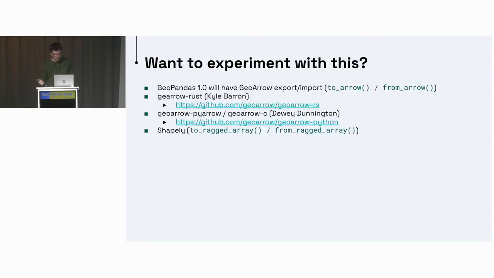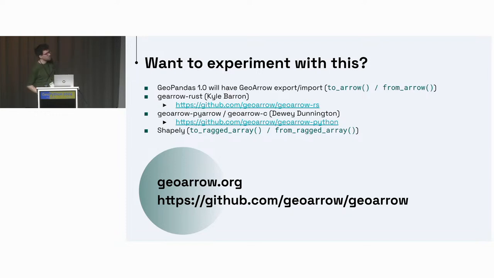A few things that I myself was involved in, or some of my GeoArrow colleagues. GeoPandas 1.0 will have functionality to import and export to GeoArrow. I already mentioned the GeoArrow Rust library that Kyle is working on, and the GeoArrow PyArrow library that my colleague Joris at Voltron Data is working on. Shapely also has some functionality to convert Shapely geometries to essentially the same layout, which is called a ragged array, and from ragged array. And you can find more information on the geoarrow.org website or the repos.